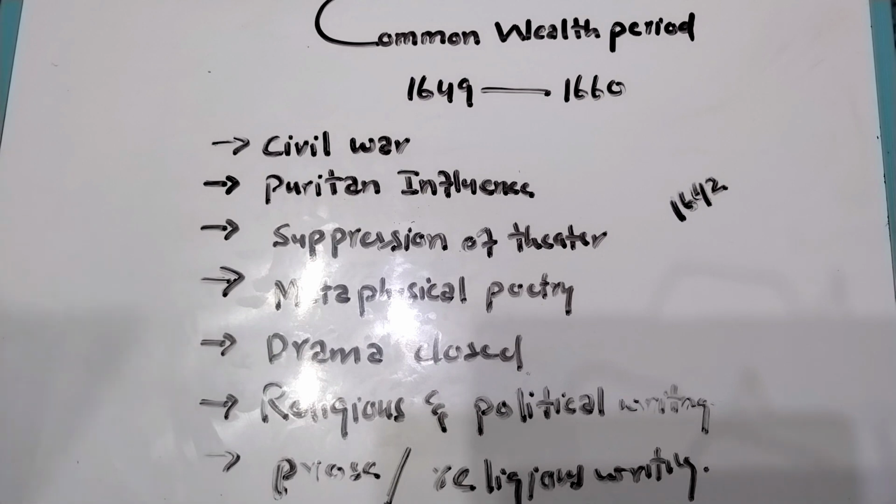So basically, the rules, terms and conditions of this age put the writer to write under censorship. It means some rules were there that they should only write in this form. So these were the characteristics of the Commonwealth period, which was between 1649 and 1660. So I have told you the characteristics of this age.